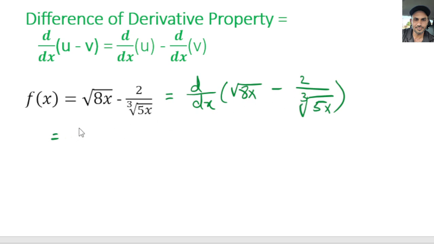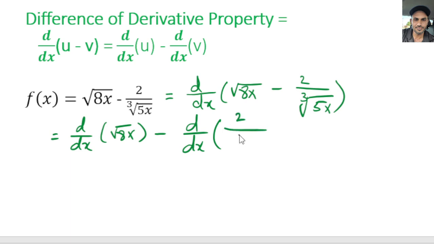So in the derivative, this is going to hold as well: the derivative of square root of 8x minus the derivative of 2 over cube root of 5x. Okay, so when we use this property on this function, this is what we get, the difference of the derivatives of each term. And now we can go ahead and simplify it further.